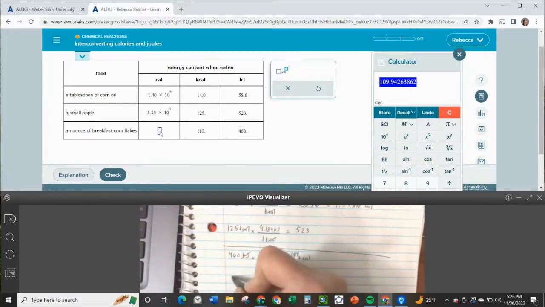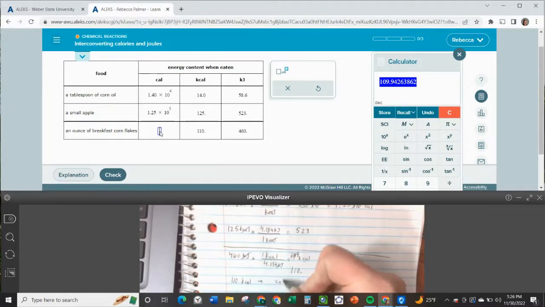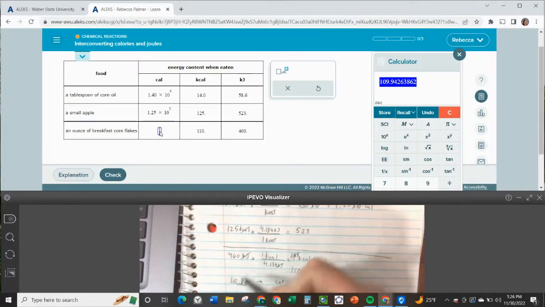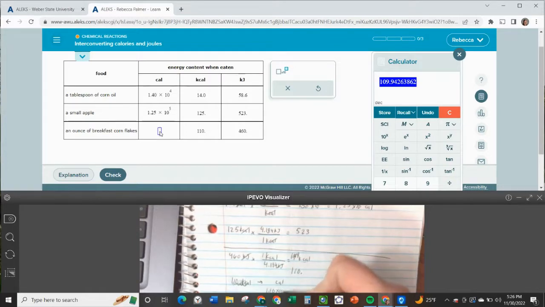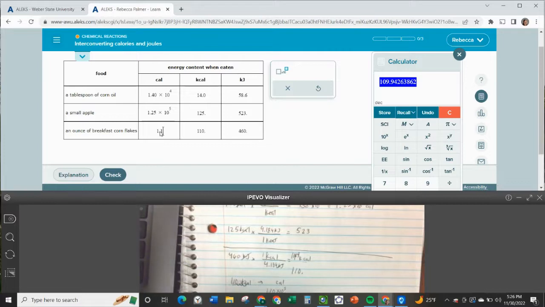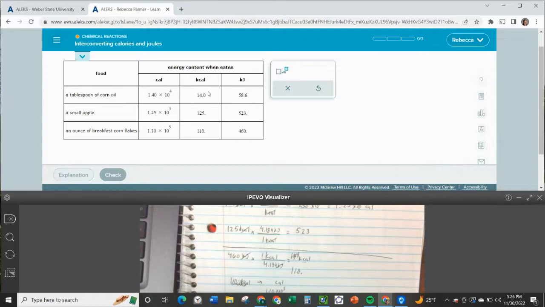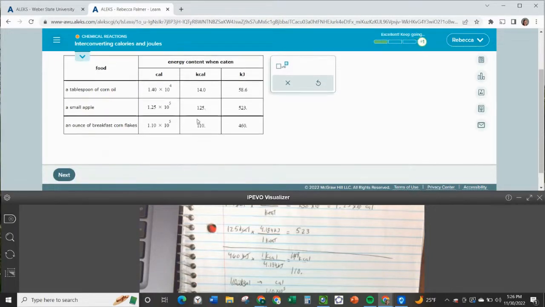Okay, so then we need to go from 110 kilocalories to just calories. So we need to multiply this by 1,000. So basically we're just moving the decimal 1, 2, 3. And so then if we move our decimal back 1, 2, 3, 4, 5, we have 1.10 times 10 to the 5. Okay, so let's see what we got. Okay, all right, so that was good. It let us put 110 with a decimal. All right, so that's the first type of problem when it's just a conversion problem between calories, kilocalories, and kilojoules.